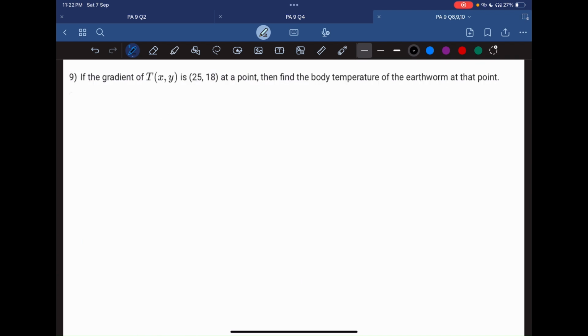So question 9 now. If the gradient of T(x, y), remember our T(x, y) was 2x² + 3xy + y².